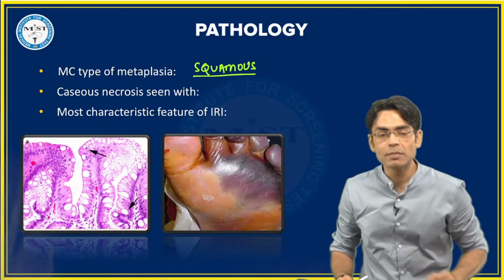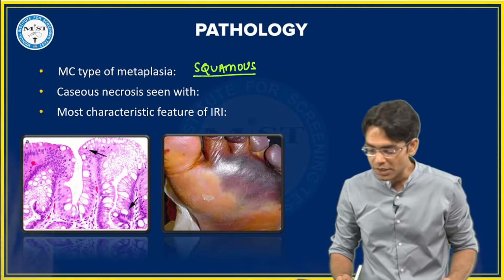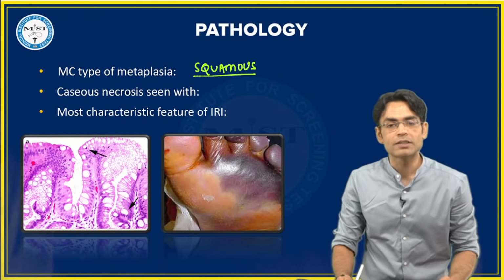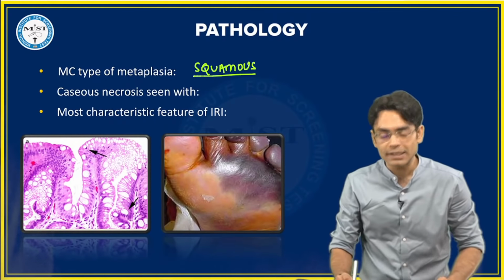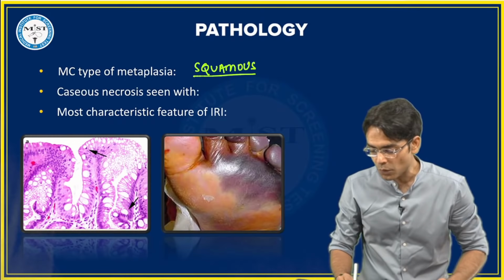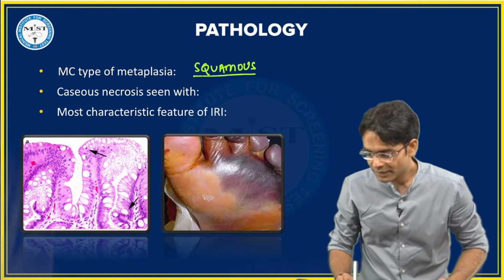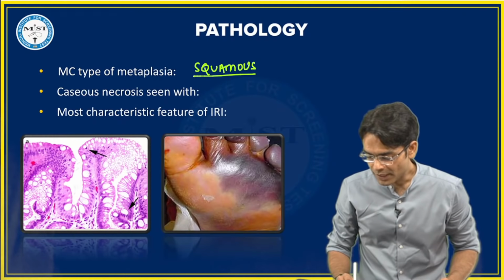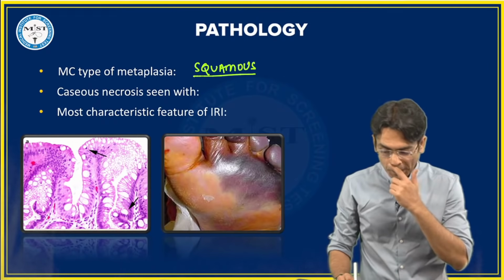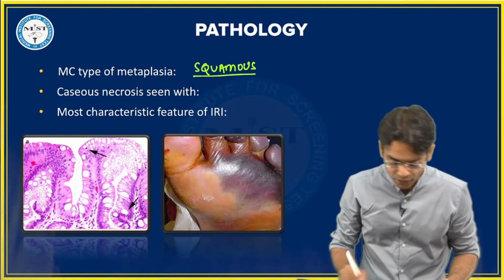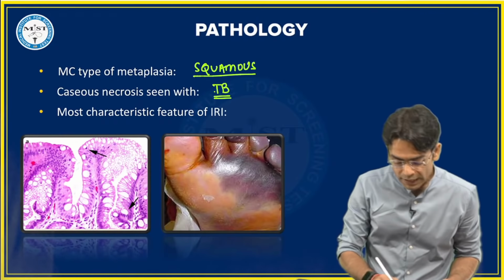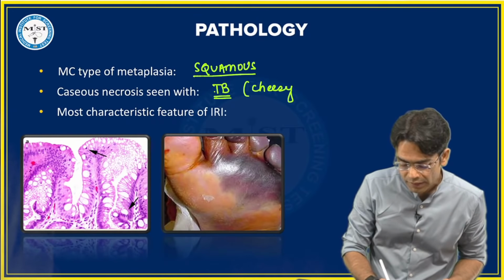Chalo, let's talk about the next thing. Next question: caseous necrosis is seen with. Yes Yuvika, this squamous metaplasia which you see is in smokers. So what will be the answer for caseous necrosis is seen with? Yes, Sparkle, very good. Yeah, TB, yes, very good, beta.